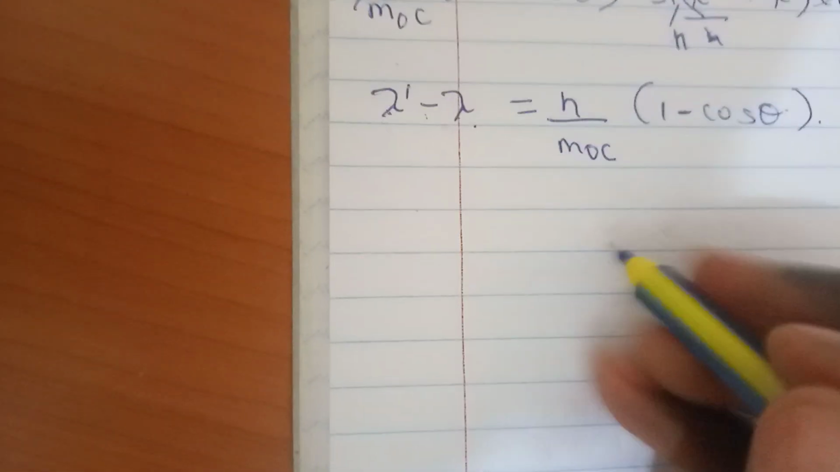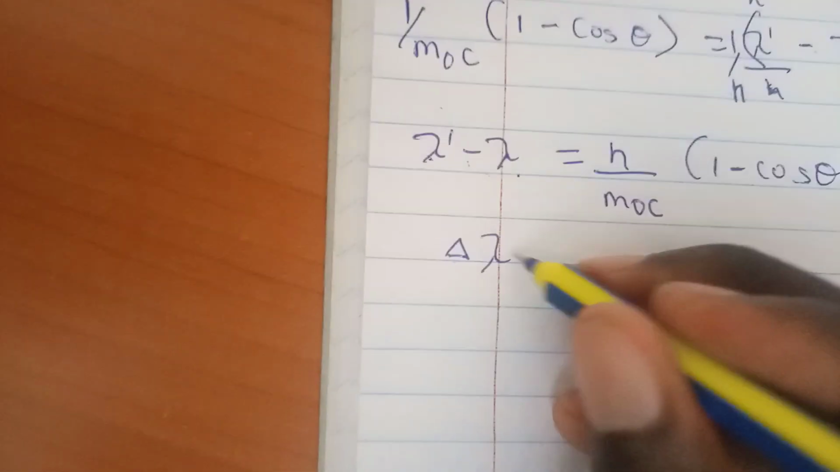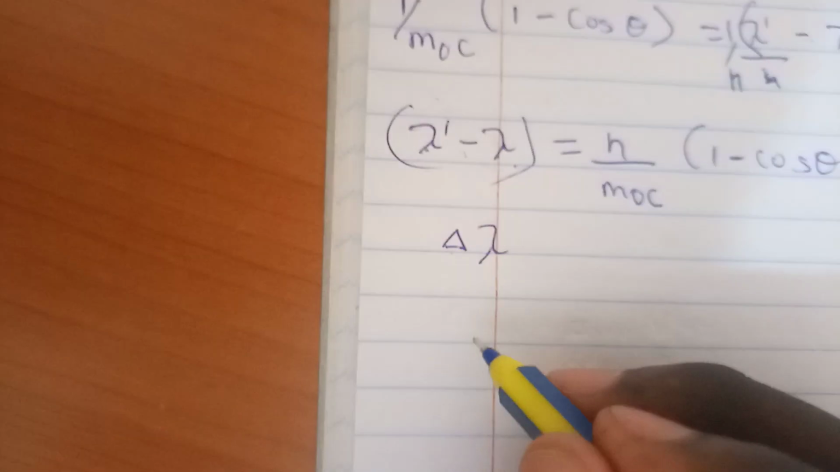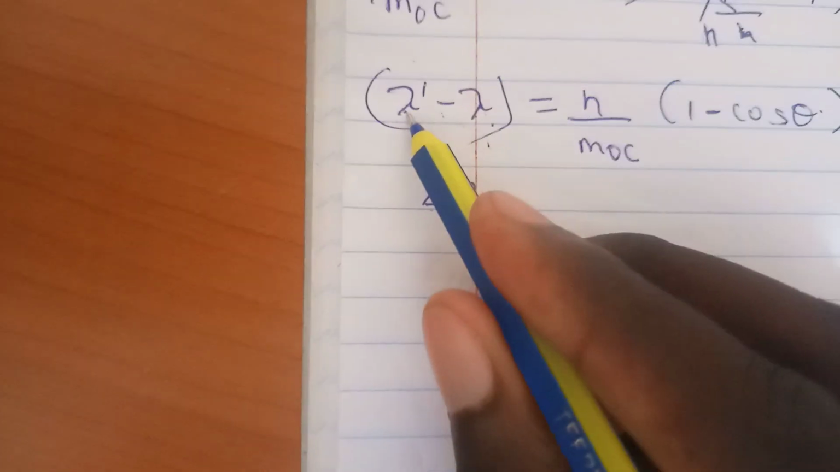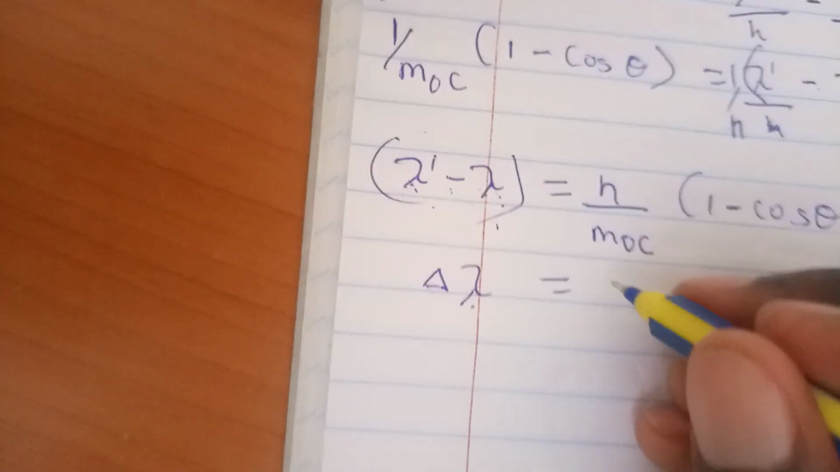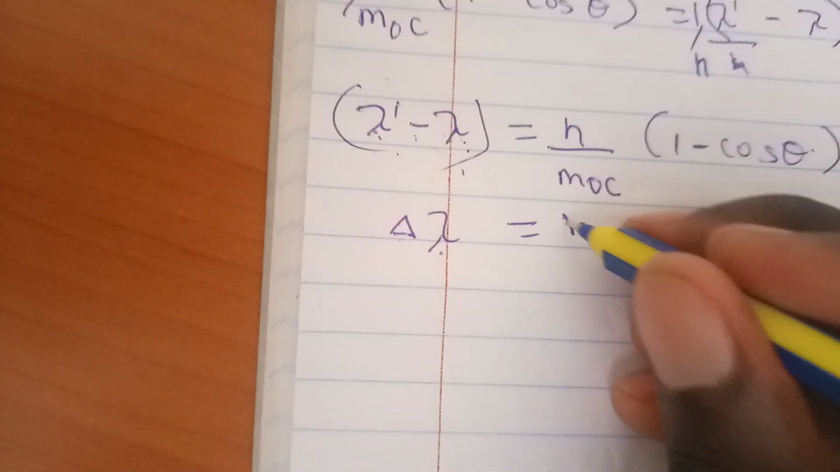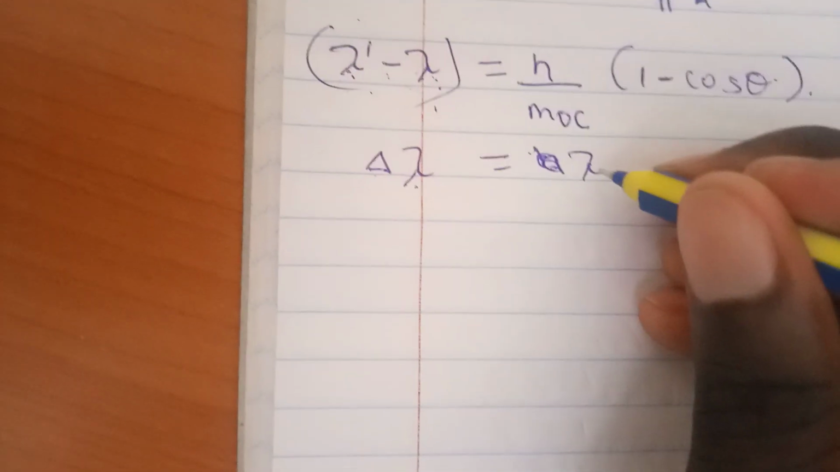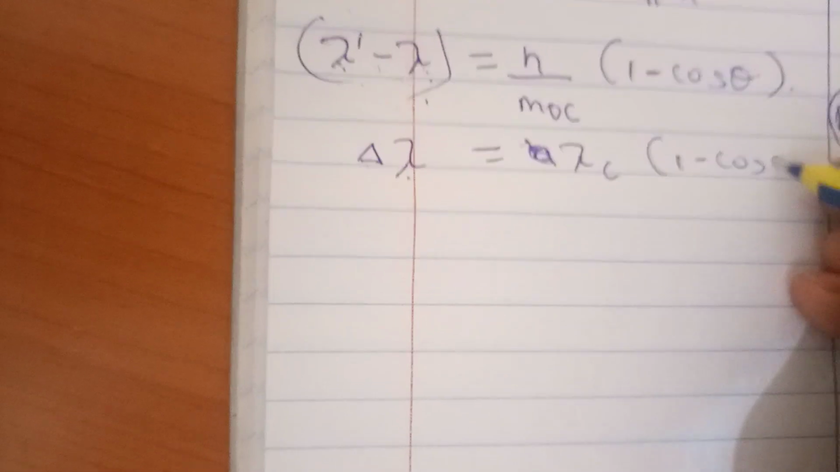Now from there we can give some parts some names. This one can be change in lambda. This one here, we call it the Compton shift. Lambda prime minus lambda, we get change in lambda is equals to, not h, but lambda c into 1 minus cos theta.